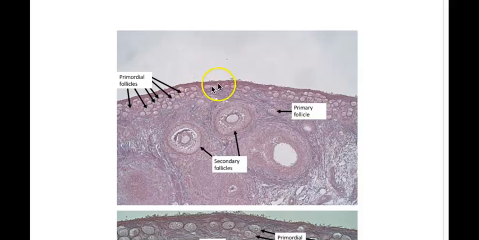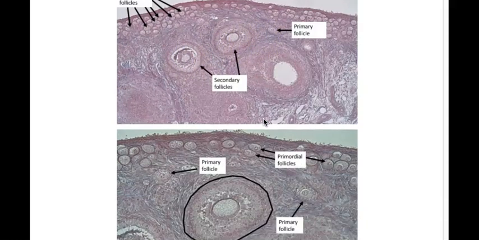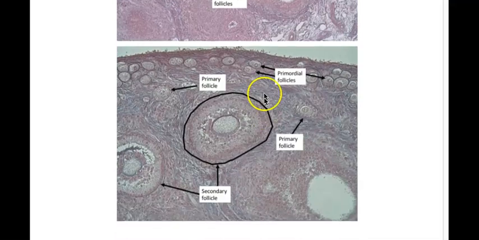Right along the outer edge, you'll see all of these small follicles. Those are all in the primordial phase. Again, as some of these will mature, they become what are known as primary follicles, and then these larger secondary follicles. So we'll just zoom in a little bit on that same image.